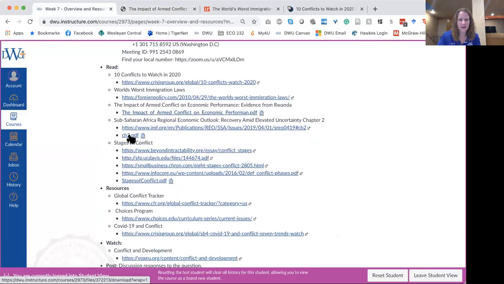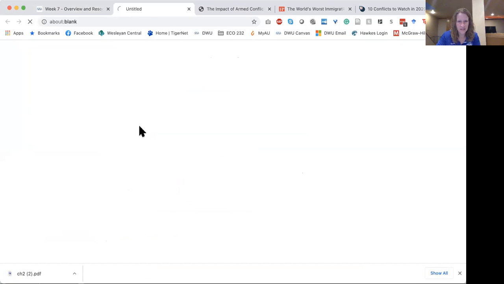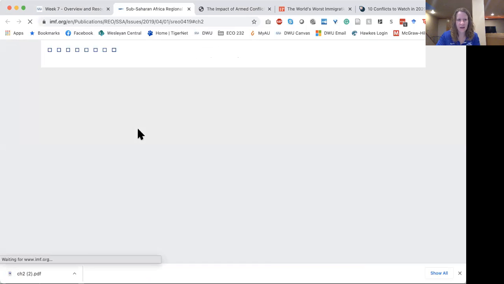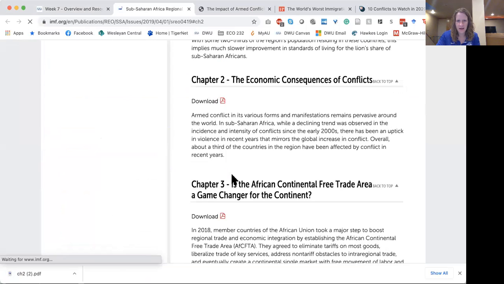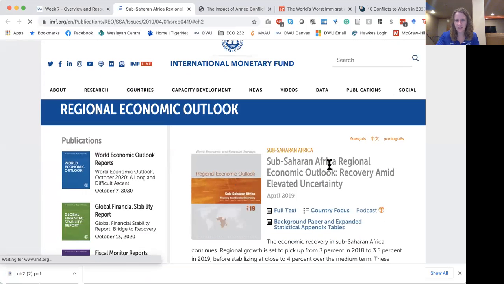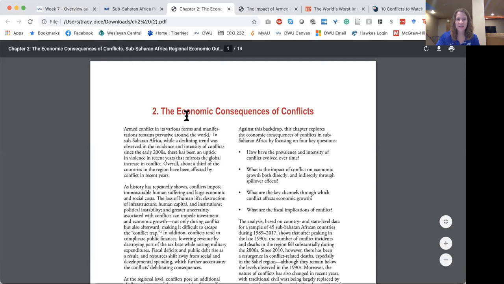Then we've got another PDF article here. This one, you can find it here. It's from the International Monetary Fund. It's from 2019, and it's their Chapter 2 of the Sub-Saharan Africa Regional Economic Outlook. But I also just gave you Chapter 2. And this is, again, the economic consequences of conflict.